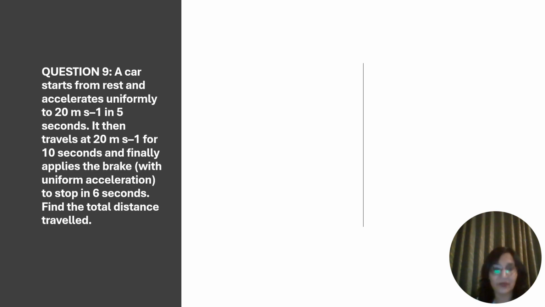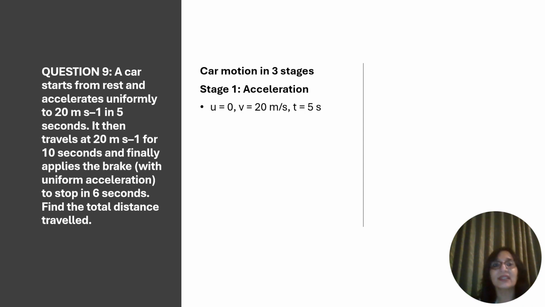A car starts from rest and accelerates uniformly to 20 meter per second in 5 seconds. If it then travels at 20 meter per second for 10 seconds and finally applies the brake to stop in 6 seconds, find the total distance traveled. Now here, students, you can see that 3 stages are mentioned. In stage 1, acceleration, it starts from rest. As I explained in the previous questions, when anything starts from rest, we take the initial velocity as 0.